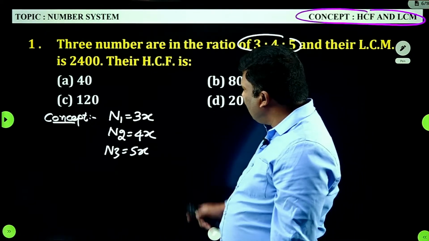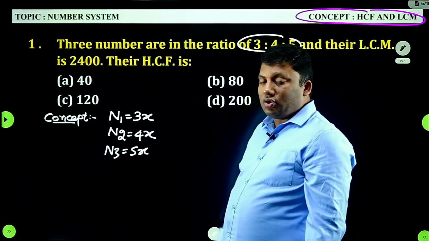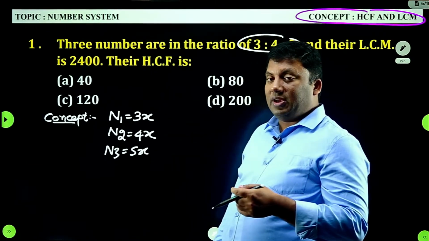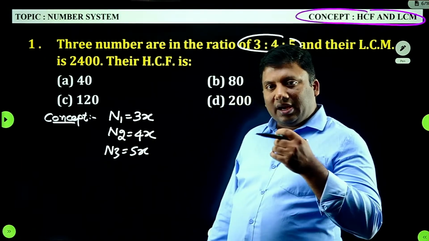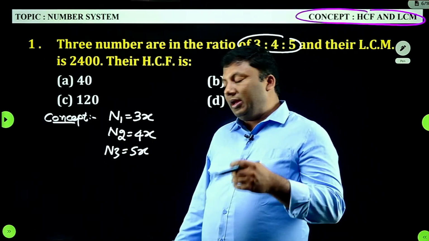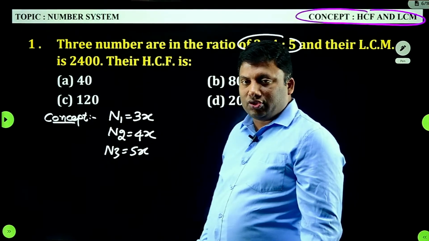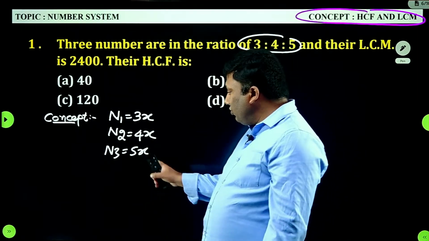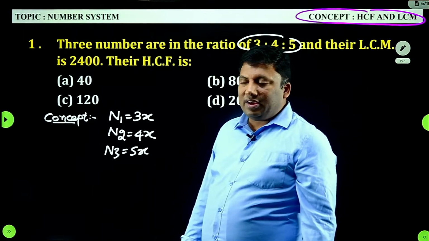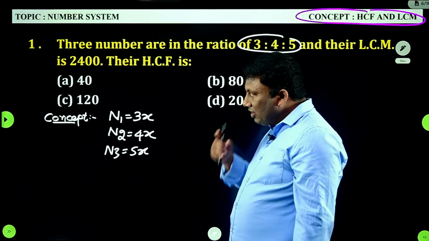Now if you see, I removed the ratios. So 3:4:5 means it can be 3, 4, 5, it can be 6, 8, 10, it can be 9, 12, 15. It can be any multiple of 3, so 3x. This can be any multiple of 4, so 4x. This can be any multiple of 5, which is 5x. These are the three numbers.